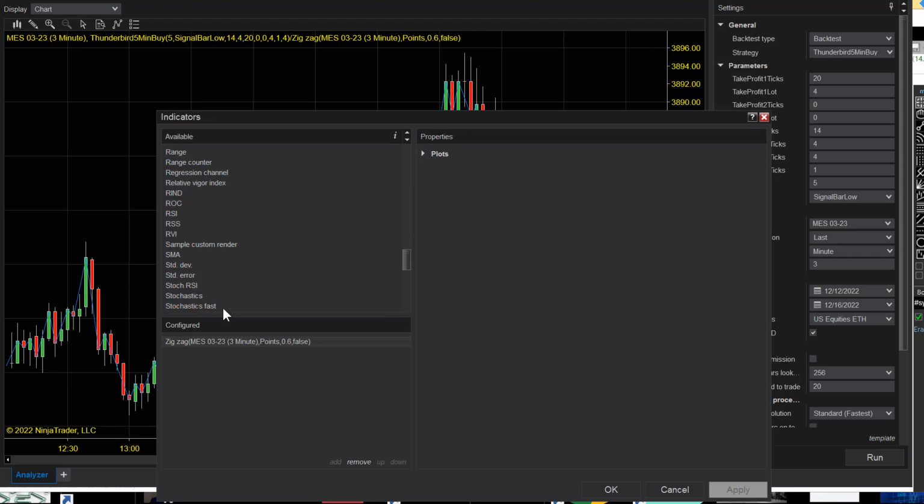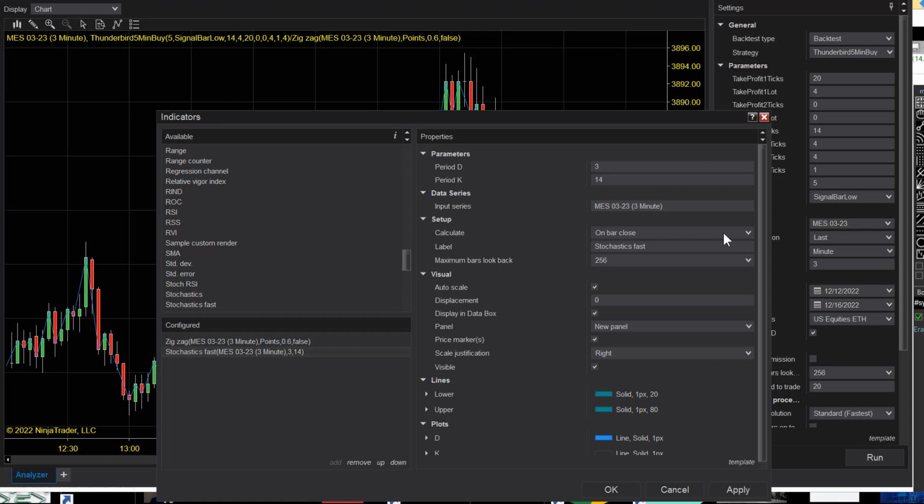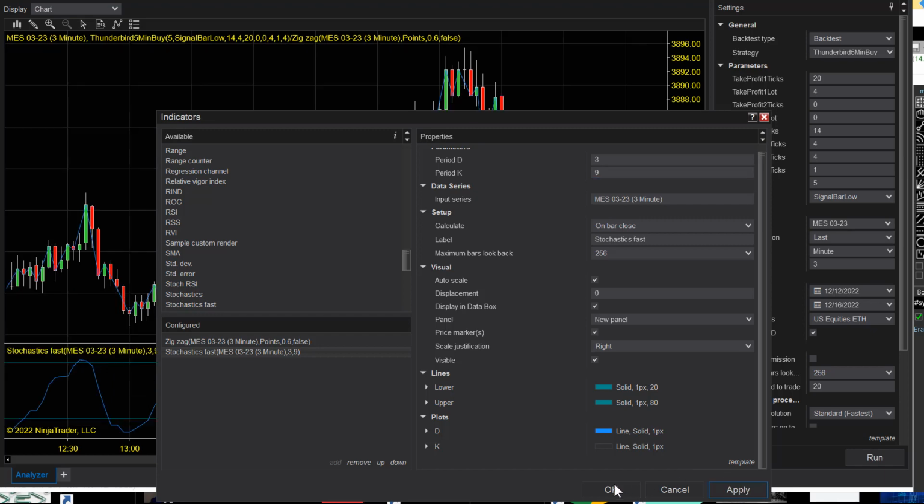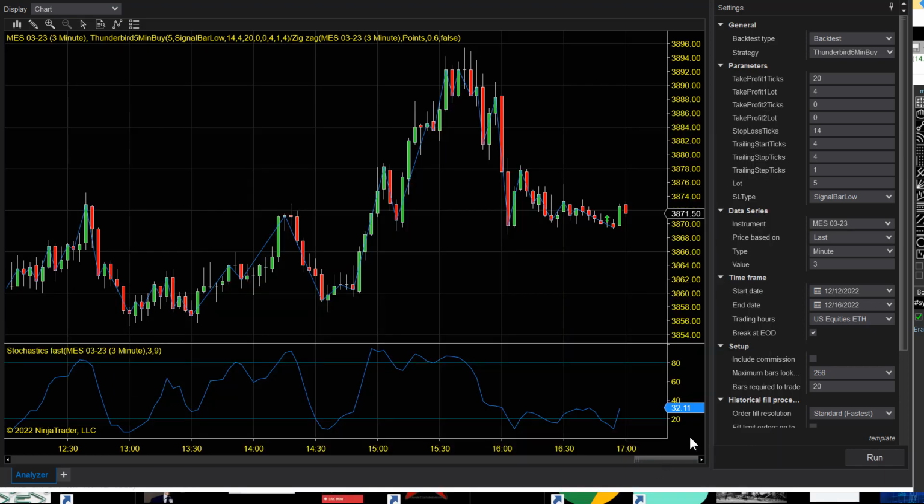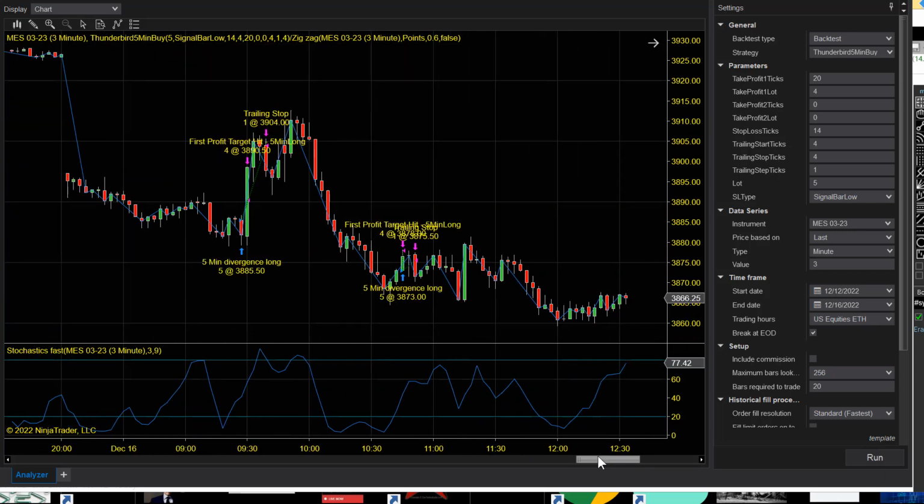There, stochastics fast. I'm going to apply that. So we have that band there. This is on the 14.3, but I want to put it on the 9.3. And what I'm going to do is delete the percentage K line. We're only going to use the signal line, which it looks like it has already done. So there we go, now we have the parameters set up on our back testing, so we could go back and take a look at these.